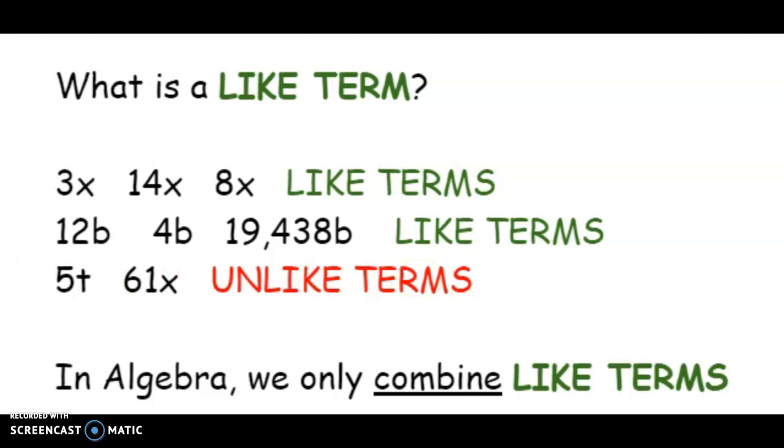I'm sure that you can see the pattern by now, as a like term is something that has a variable that is the same. In algebra, we only combine like terms. We don't combine unlike terms.